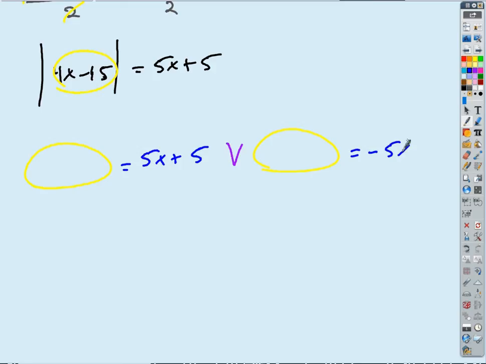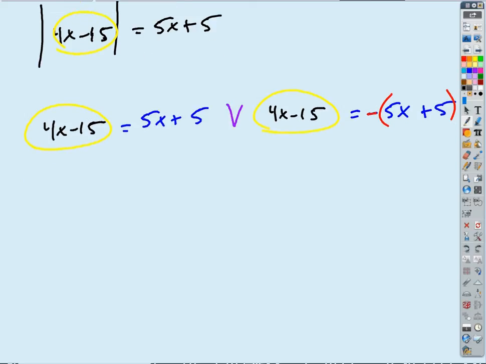Negative 5x plus 5. You don't get a negative... the whole thing has to be negative, right? Not just one term. I got to make the whole other side of the equation negative. So I've got to do something like that, don't I? Right? Negative everything, and then distribute the negative. Okay? So I end up then with two equations. And I can solve both of those.